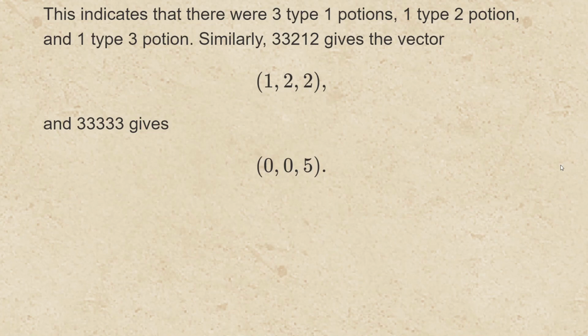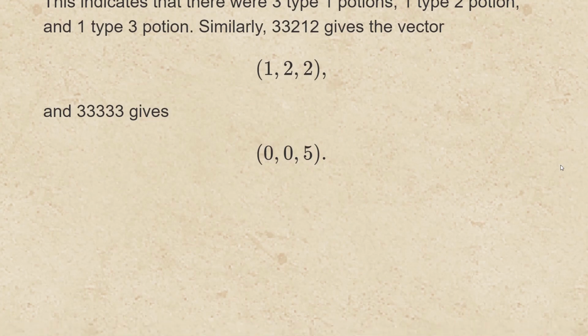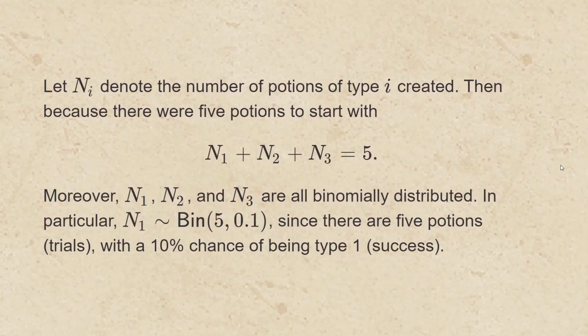Similarly, 3, 3, 2, 1, 2 gives the vector 1, 2, 2, and 3, 3, 3, 3, 3 gives 0, 0, 5, because there were no type 1, no type 2 potions, and 5 type 3 potions. Let n sub i denote the number of potions of type i created. Then, because there were 5 potions to start with, n sub 1 plus n sub 2 plus n sub 3 have to add up to 5.